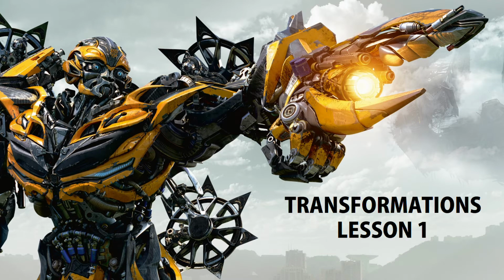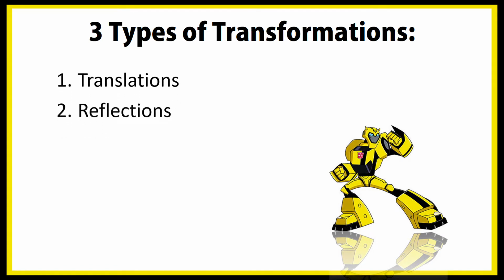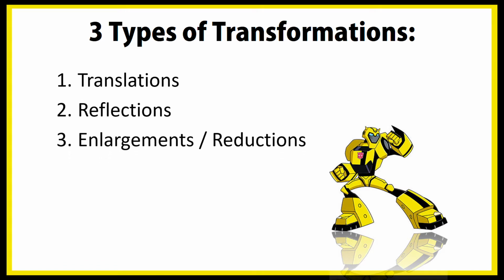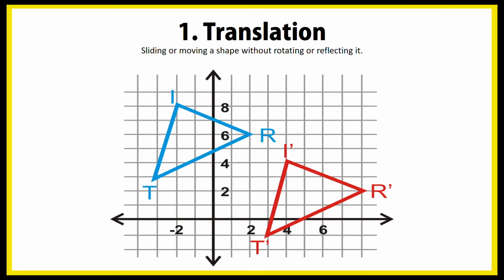Alright, so in this lesson we're focusing on the first type of transformations, which are translations, but later on in the videos you'll see we'll also do reflections and enlargements and reductions. Okay, so a translation on a Cartesian plane is basically when you take a shape or point and you move it to another part of the Cartesian plane without rotating it or reflecting it. It's literally just a shift. You basically just push it to another part of the Cartesian plane, and I'm going to show you how you do that with coordinates.